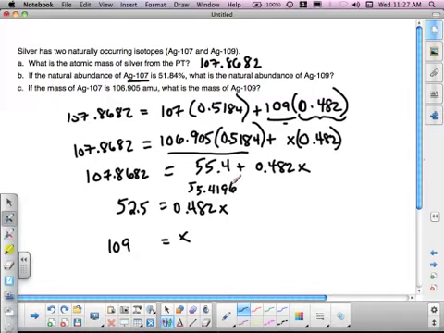And I get 52.4486, and then divide by that 0.482. And I get 108.815. That's much better.